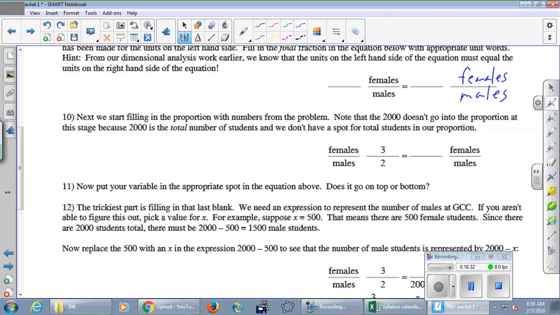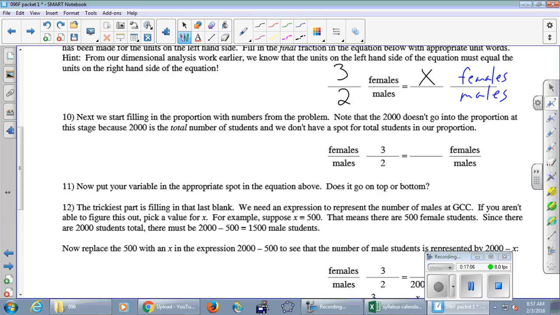3 over 2. 3 over 2. Okay. Next thing we're going to do is get our variable in here. What did we let x represent up above? Number of females. Does that go up or down in this other fraction? Up. And it's really obvious that it goes up because we wrote the word females. But if we hadn't written the word females, it could have been really easy to put x downstairs, and you will get the wrong answer. This is the 10 seconds of writing the units to save yourself from getting the problem wrong.